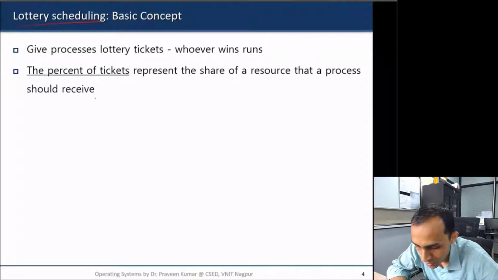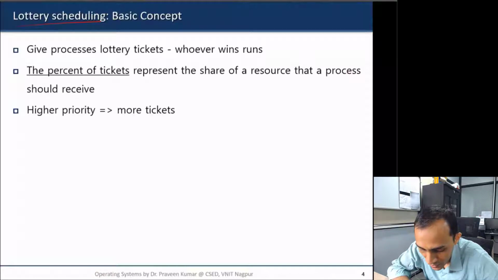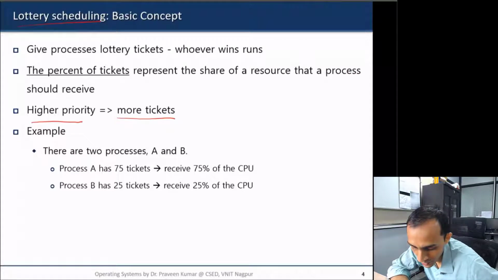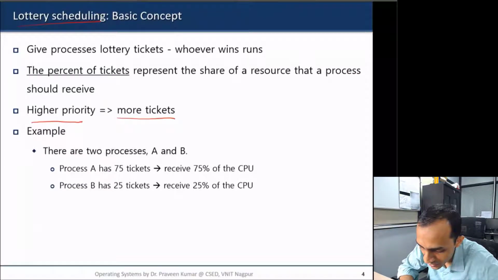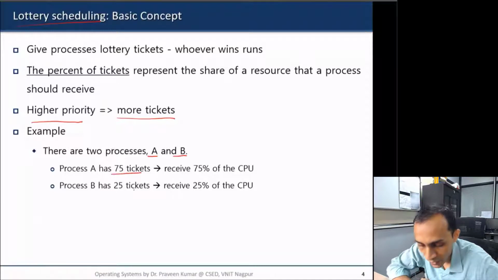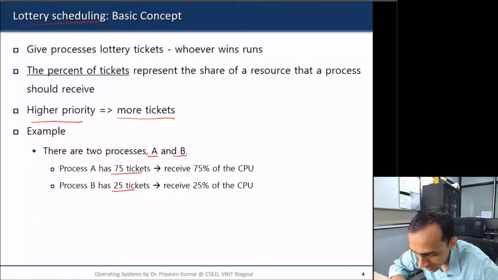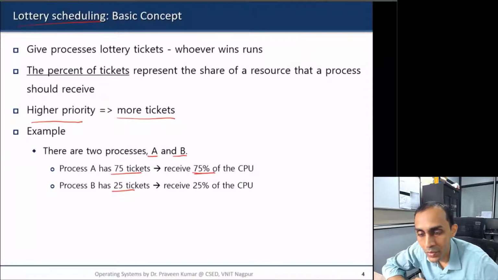The number of tickets you give to each process will depend on the share that each process should receive. If it is a higher priority process, it will be given more tickets, and if it is a lower priority process, it will have fewer tickets. As an example, let us say there are two processes A and B. If A is a high priority process and you give 75 tickets to it, and you give B 25 tickets, then this scheduling strategy will try to ensure that A will receive 75% of the CPU and B will receive 25% of the share of the CPU.